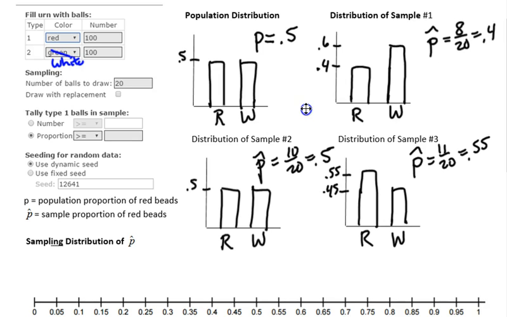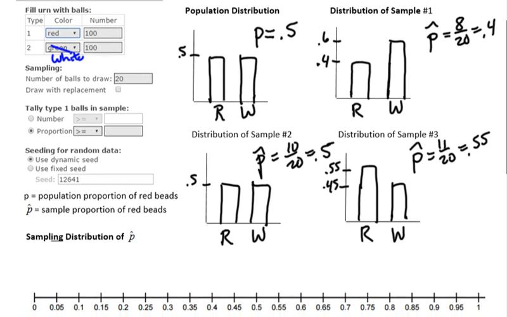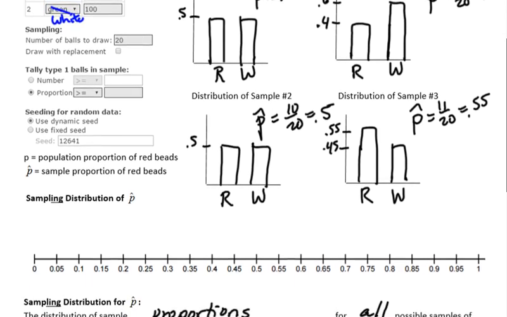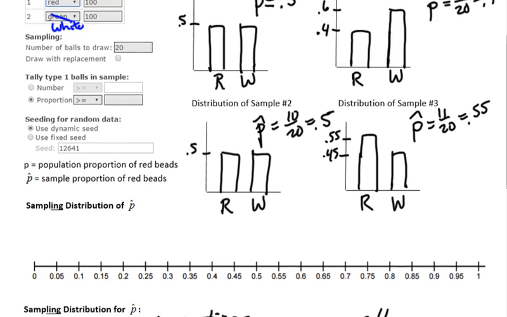Now when I got the 3 sample statistics, I created what's called a sampling distribution. So I plotted one of my bars right here at 0.4. This is my first p hat. Then I plotted another bar at 0.5. That's my second p hat. So this is p hat number 1. This was p hat number 2. And then my third one was at 0.55. That was p hat number 3.